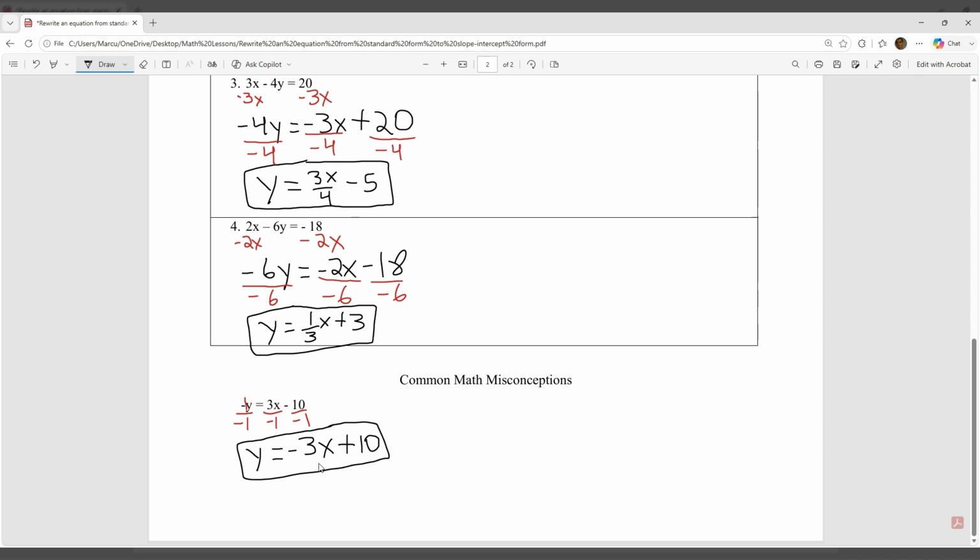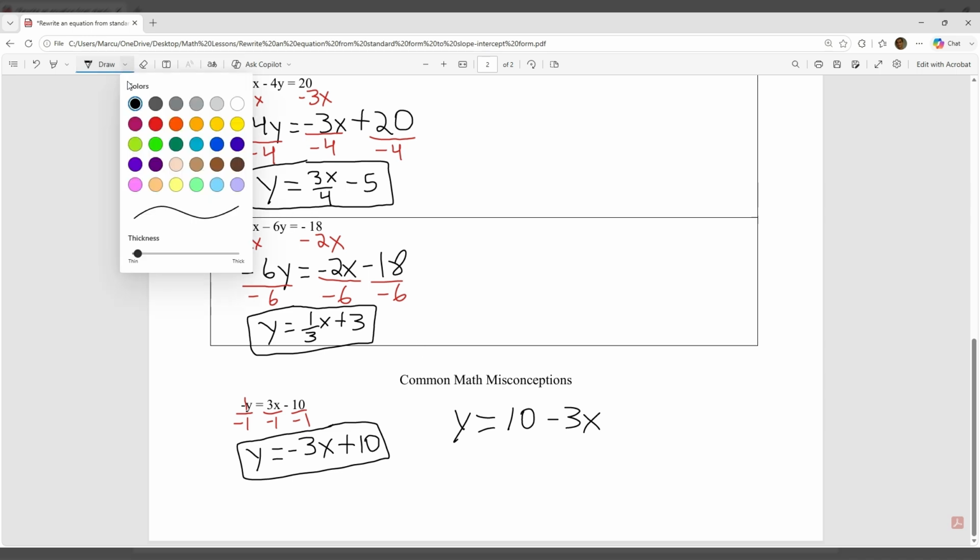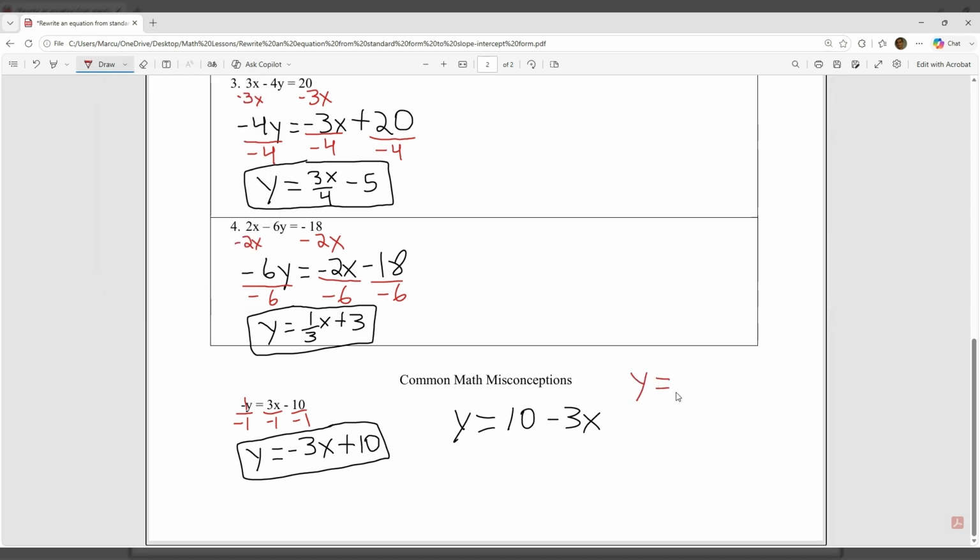Another common mistake I see is students writing the solution like this: y equals 10 minus 3x. Even though those two equations are equivalent, in this case, it'll be considered wrong because your equation has to be written on this format right here: y equals mx plus b. So in other words, the mx must come before b. So for that reason, do not write this down. Your solution must be on this format right here.